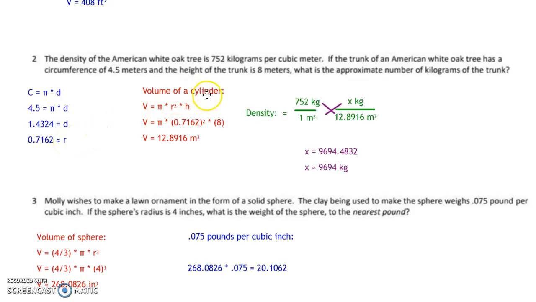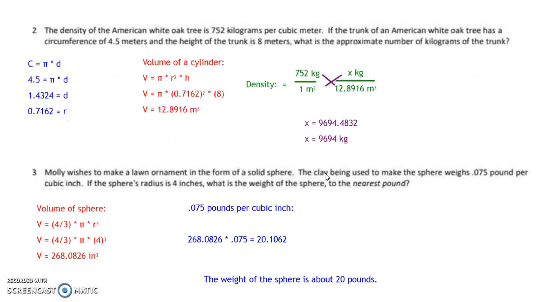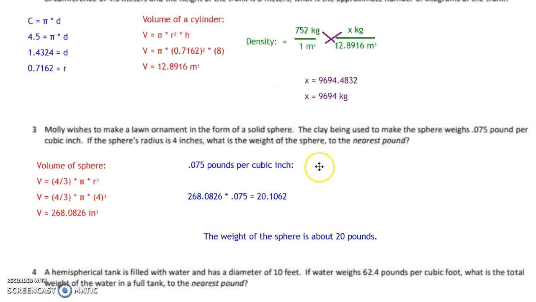And why am I using cylinder? Well, it's a tree trunk. Tree trunks look like cylinders. Here's my volume, which is 12.8916 cubic meters. That means I can substitute that into my density proportion. I have kilograms on the top, meters cubed on the bottom, so I need to find the approximate number of kilograms, the approximate weight, so I'm doing X kilograms over 12.8916 cubic meters, and then I cross multiply to get 9,694 kilograms. A very heavy tree, in my opinion.